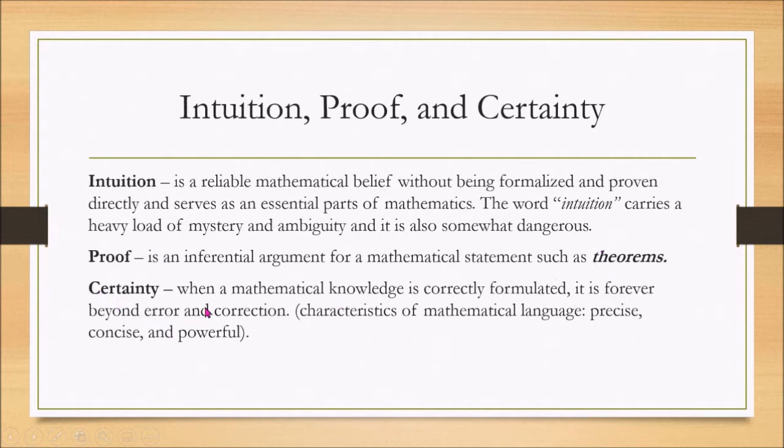When you say certainty, this is mathematical knowledge which is correctly formulated, which you really think is 100% correct. It is forever beyond error and correction. That is, you are really sure, not just 100%, but more than 100%, that you are correct. That is kind of, as you remember, the characteristic of the mathematical language. We have precise. It has to be precise, concise, simple, and powerful.